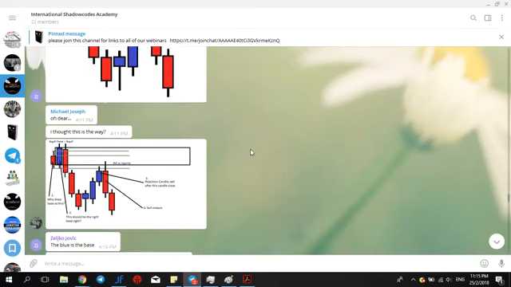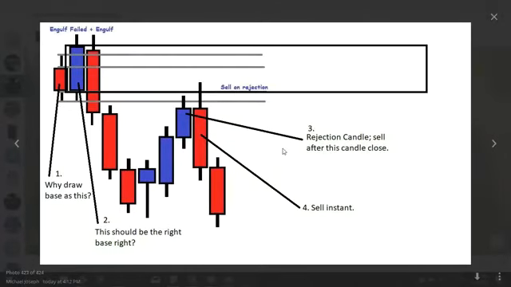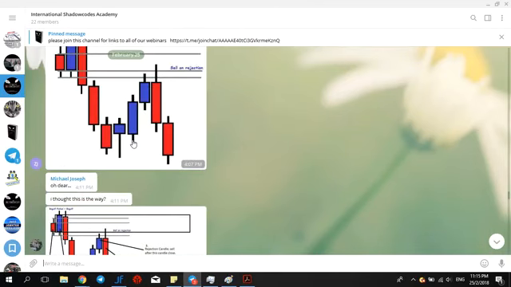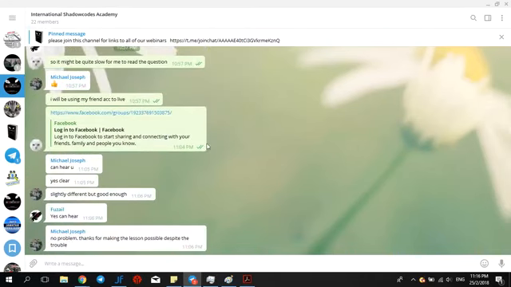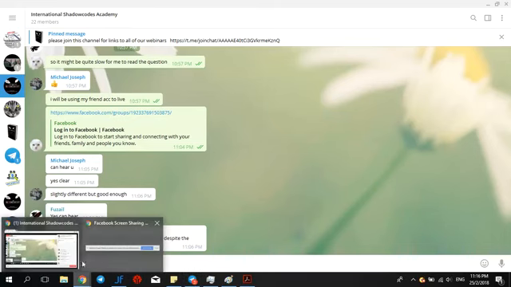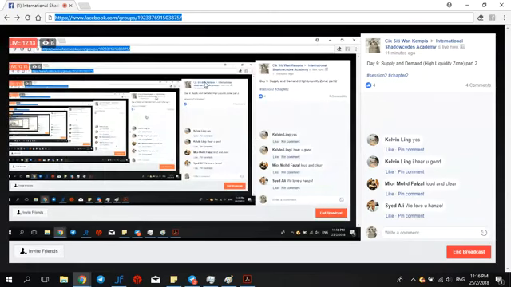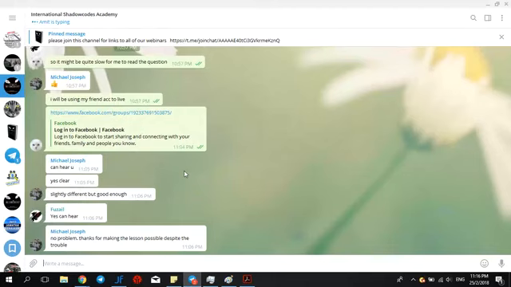Sell at rejection. All right. Sell after candle close. Also correct. I don't quite understand. Okay, do you have any question regarding decision point, guys? Do you have any question regarding decision point, or I will be proceeding to high liquidity zone? Question. Amit is typing.